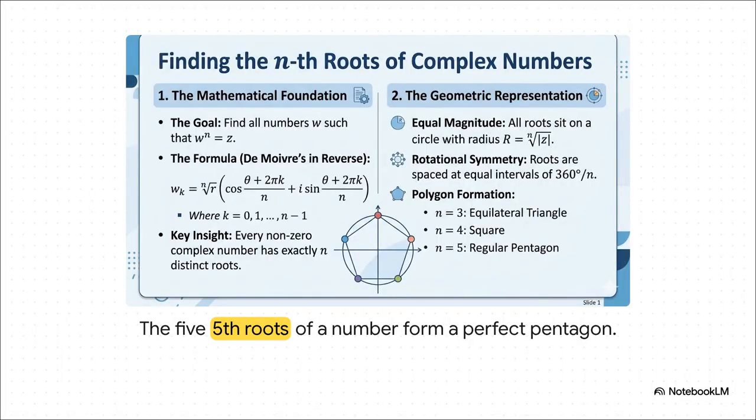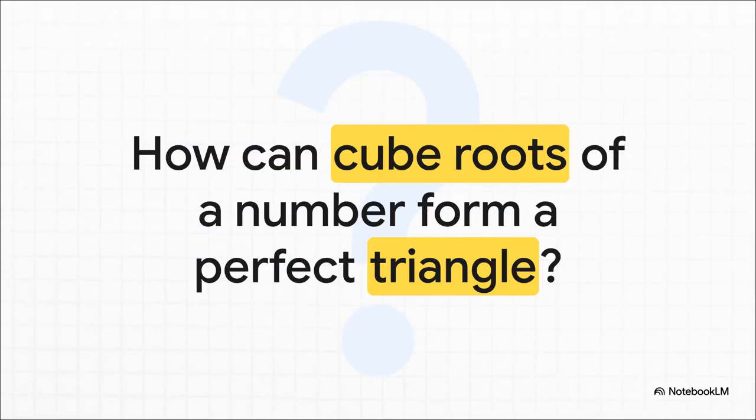Okay, just look at this. You ask a simple algebraic question, what are the 5th roots of this one number? And the answer you get isn't just a boring list of values, it's a perfect pentagon. How does that even happen? This isn't a coincidence or some weird math fluke. It's baked into the very nature of complex numbers, and we're about to pull back the curtain and see exactly how it works.